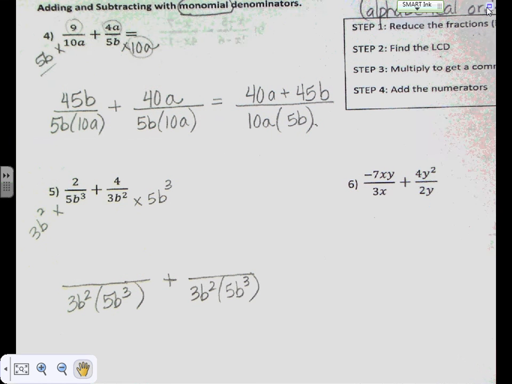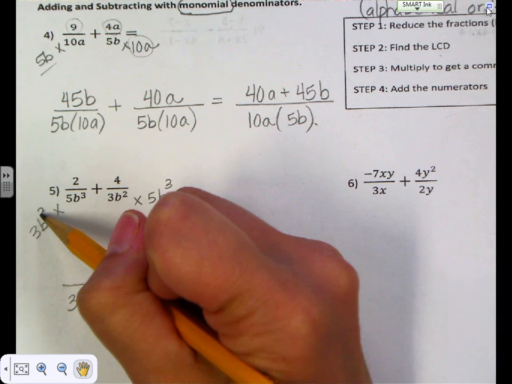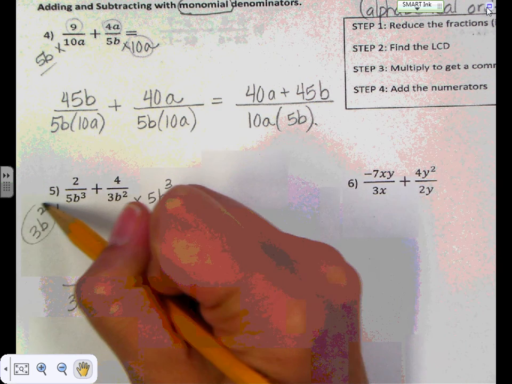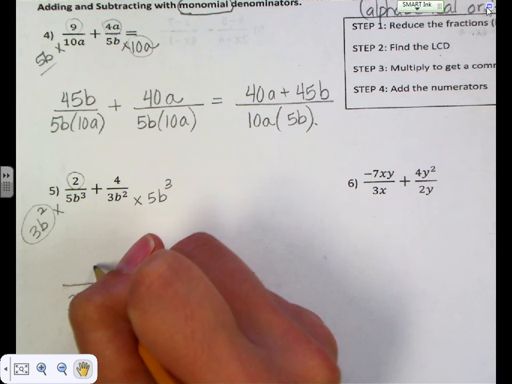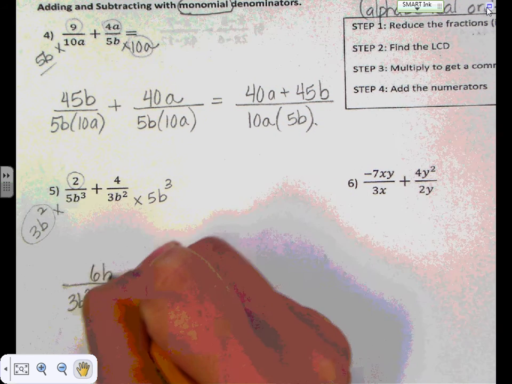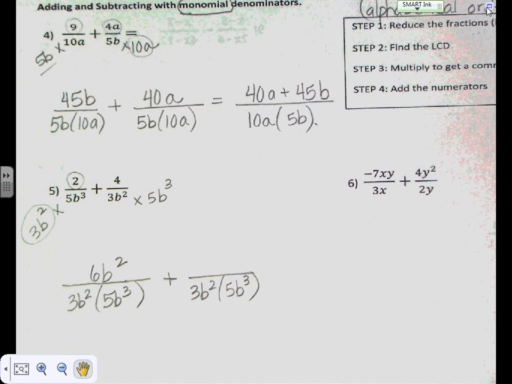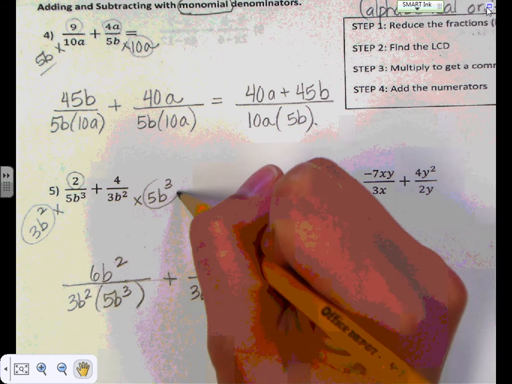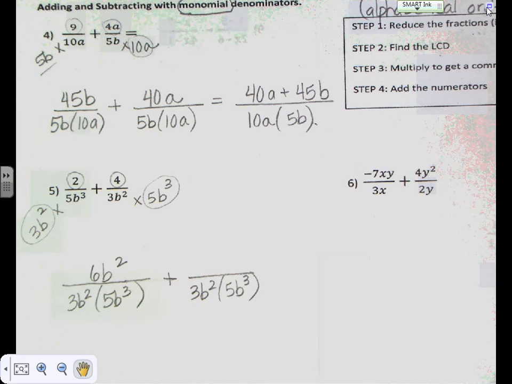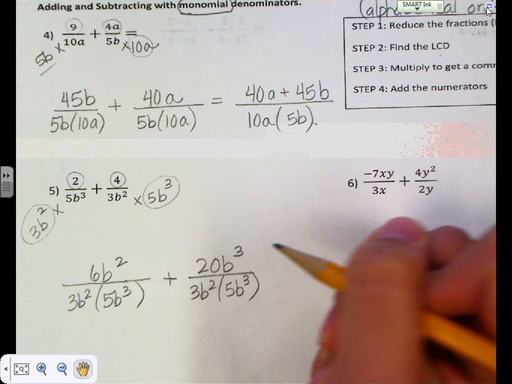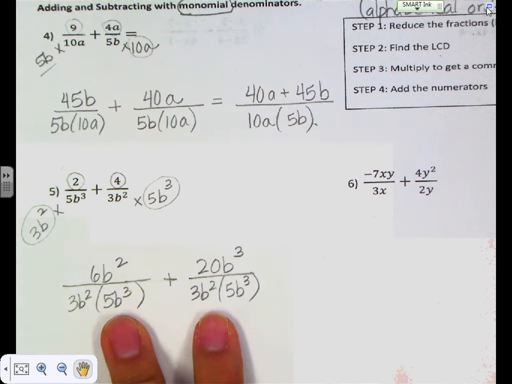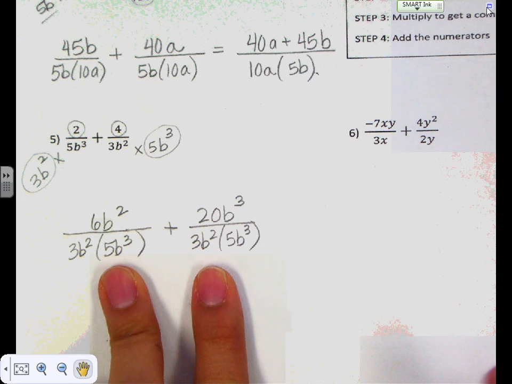Okay, it's the same denominator now, but what you do to the denominator, you have to do to the numerator. So what am I going to multiply together? 3b squared times 2 gives you 6b squared. Okay, good. And then on the second fraction, you're going to multiply 5b cubed times 4, 20b cubed. We have the same common denominator now, so I'm going to add these two together.